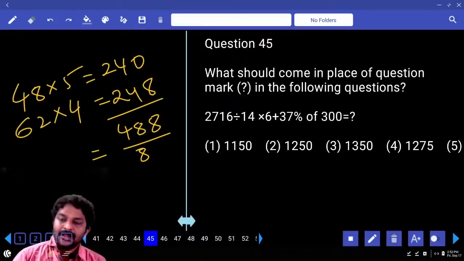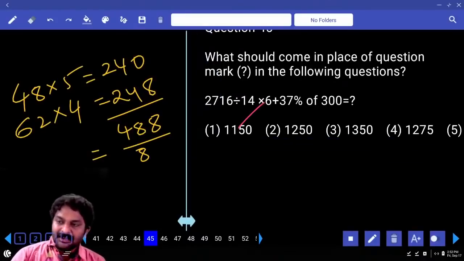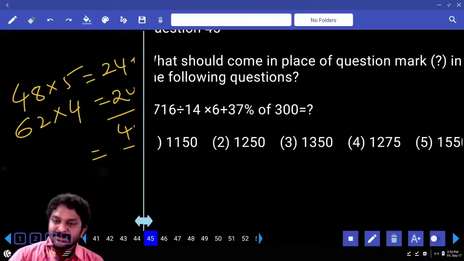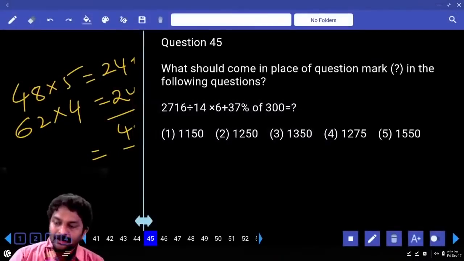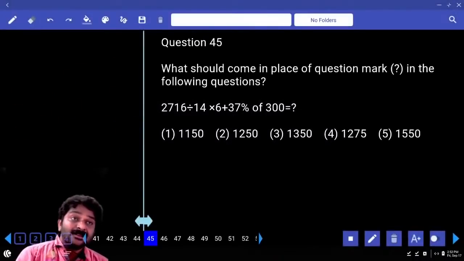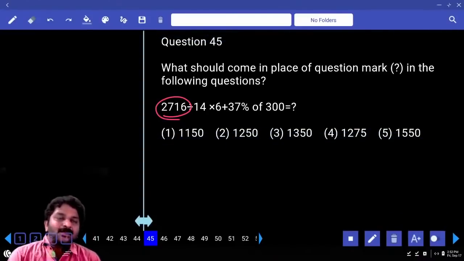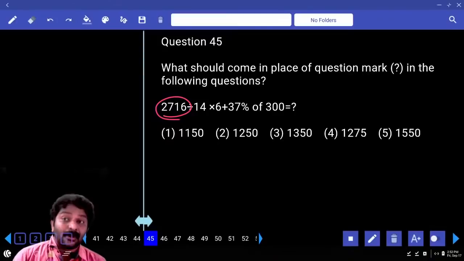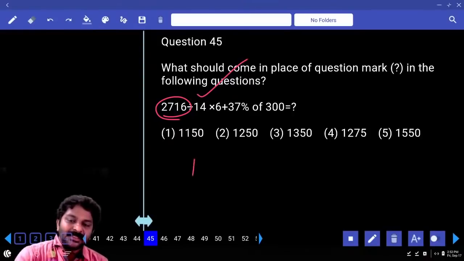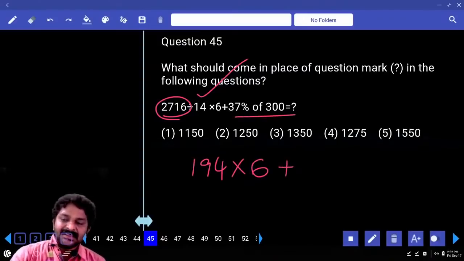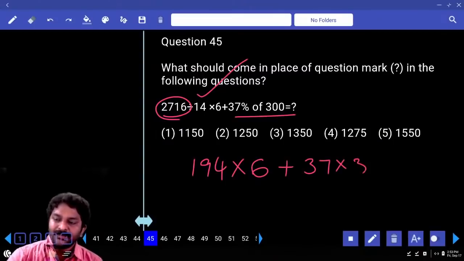Over. Right, come on. 14. What is 14 20 times? 200 times? 2800. This number is how much less than 2800? 84. 84 in the sense 6 times of 14 only. 200 times minus 6 times, that is 194 into 6 plus 37%. 37 into 1% value, that is 3.